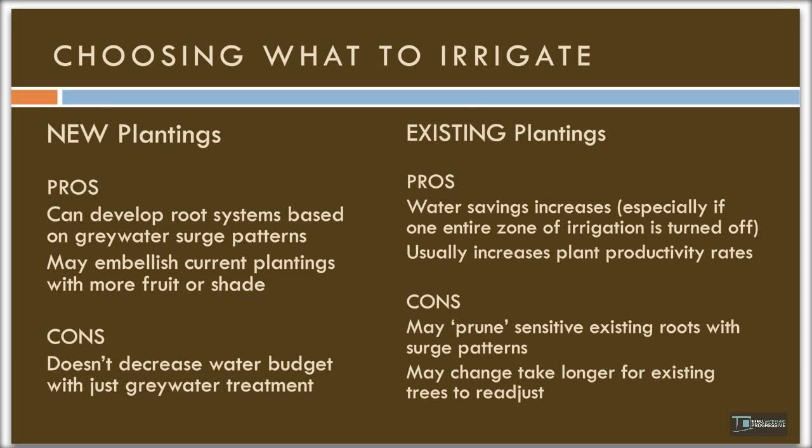Additionally, on the existing plantings, we usually increase plant productivity rates, which we've seen and we do measure, and we'll talk about that a little bit later. And we haven't really seen any cons to giving graywater to existing plantings, except in 2 to 3 cases where we've seen a little bit of pruning to some sensitive roots that didn't like the surge patterns, but they did recover. It just takes a little bit longer for those trees to readjust.